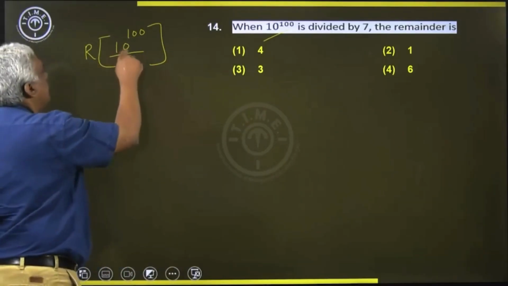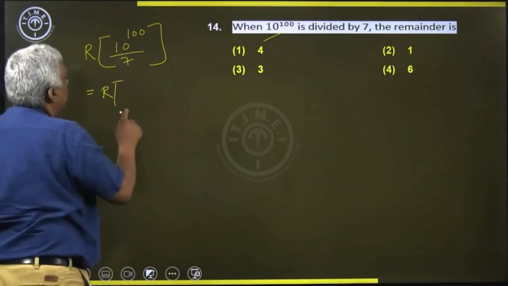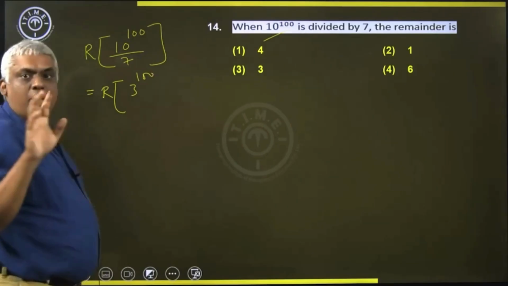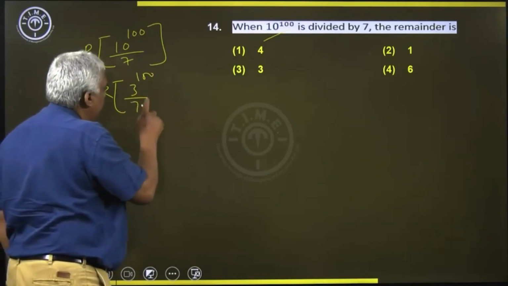If you divide 10 by 7, the remainder is 3. So here the remainder will be 3 to the power 100. So 3 to the power 100. Now 3 to the power 100 is again bigger than 7. So we have to still divide by 7, right?